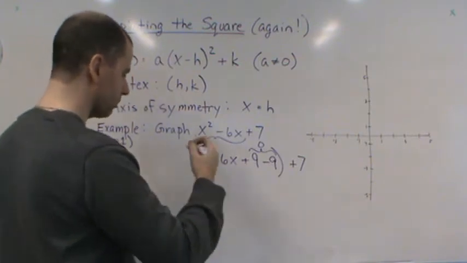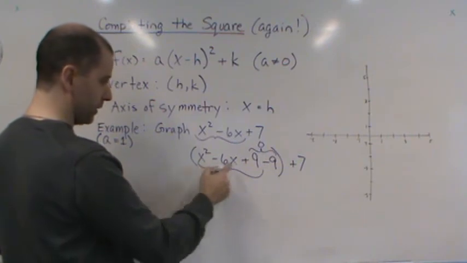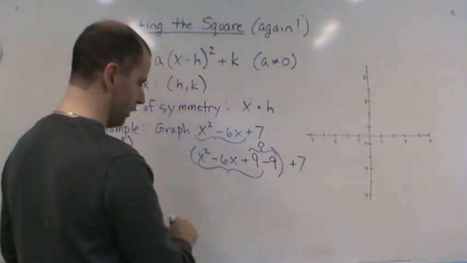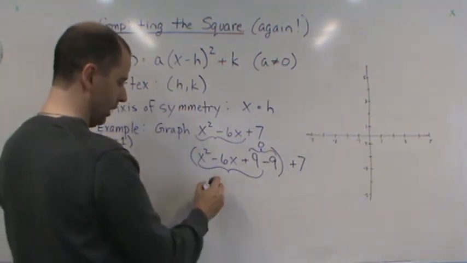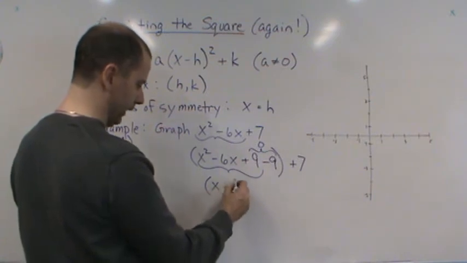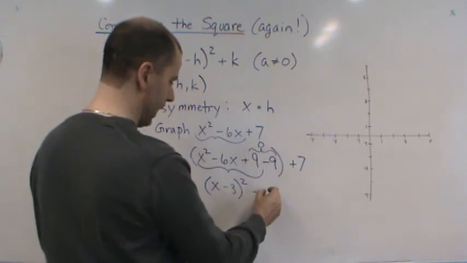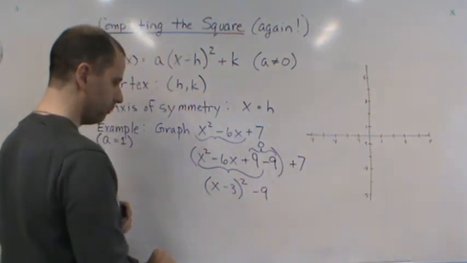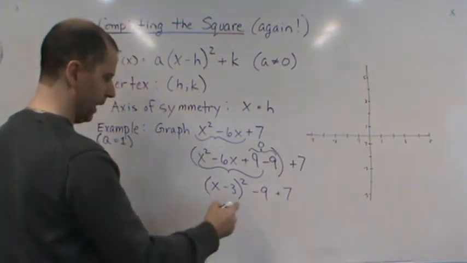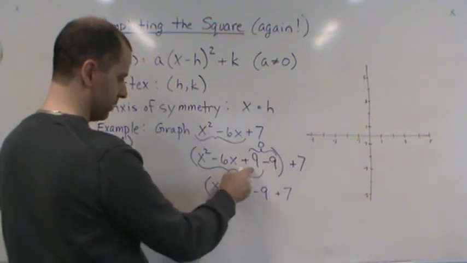Okay, so now this piece here is the perfect square. So now all I have to do is divide this by 2, and that's going to give me the number I need to have. So this is going to simplify to x minus 3 quantity squared. And now I have the minus 9, right? But then I also have this plus 7. And now I can combine these two because I can drop the parentheses now once I simplify this.